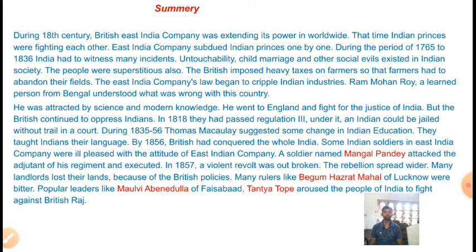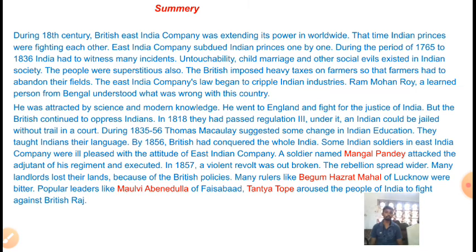At that time Indian princes were fighting each other, because the British had one famous policy, that is the divide and rule policy. They were making them fight against each other. East India Company subdued Indian princes one by one. So they were very clever. They were making friends with the kings and making them fight each other. And in this way, almost all of the kings were defeated.